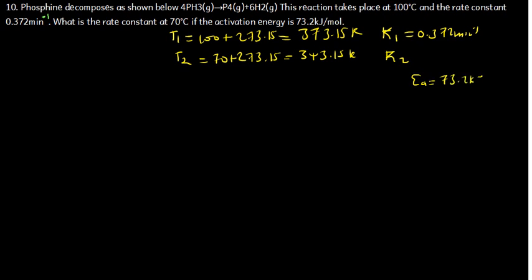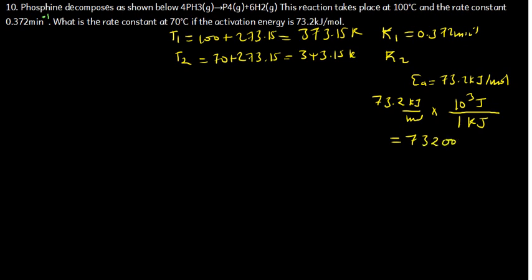73.2 kilojoules per mole. But when we are using this, it shouldn't be in kilojoules per mole. So we need to convert it to joules per mole. We have got 73.2 kilojoules per mole. We are going to multiply. We have got a kilo on top, so we put a kilo down, kilojoule, and then a joule on top. We know that in 1 kilojoule we've got 1,000 joules, and so this is going to give us 73,200 joules per mole. That is going to be it.